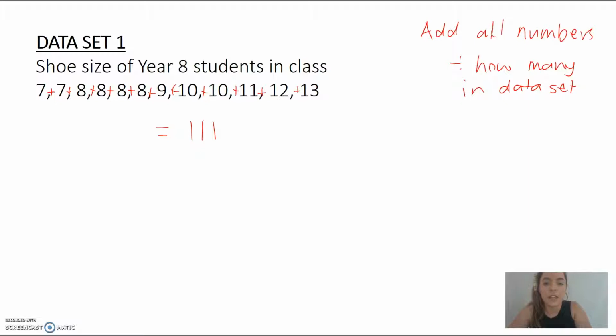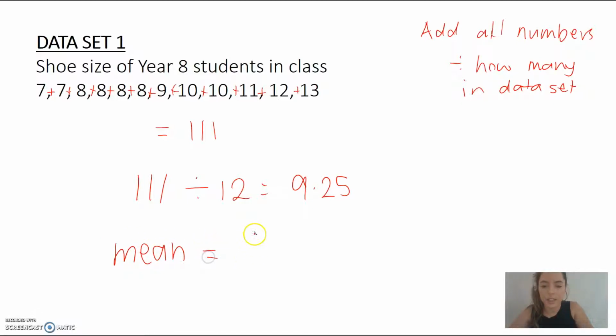What we need to do next is divide that by how many are in the data set. We can count 1, 2, 3, 4, 5, 6, 7, 8, 9, 10, 11, 12. So we do 111, our total, divided by 12, which gives us the answer 9.25. So based on that, we can conclude that the average or the mean shoe size in the class is size 9. Two steps. Add all the numbers, divide by how many in the data set.